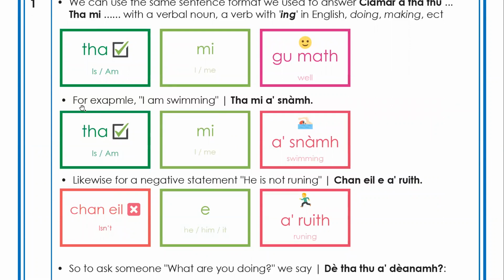So for example, we can use this structure, ha mi a snav, I am swimming. So using the same sentence format, we're describing an action that's taking place just now, ha mi a snav, I am swimming.